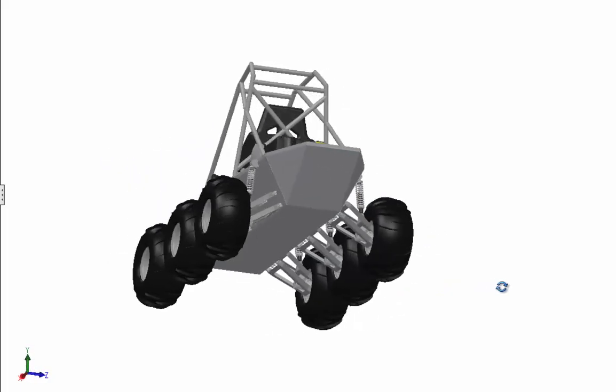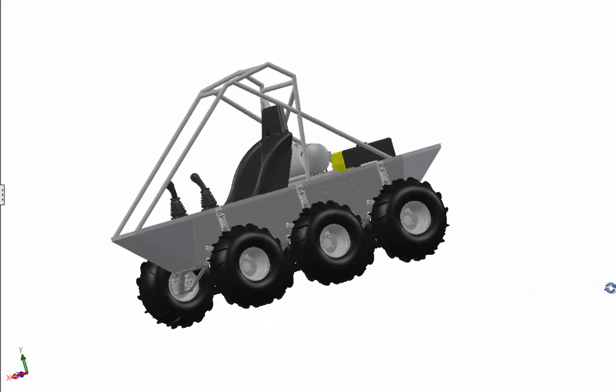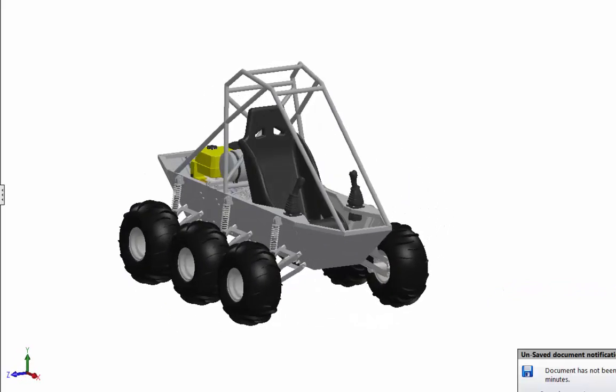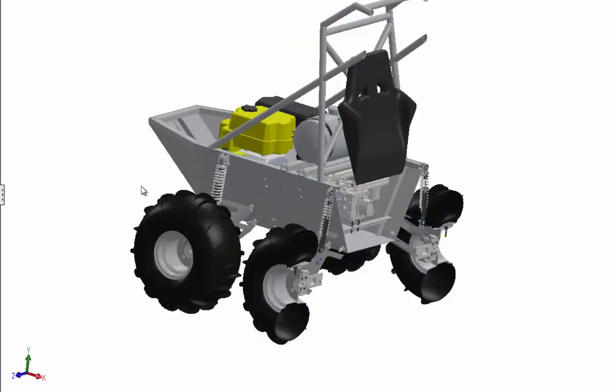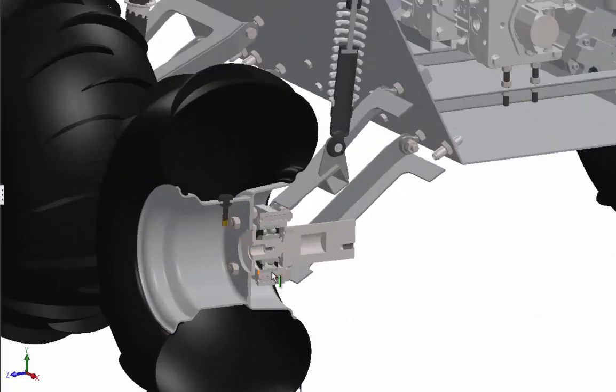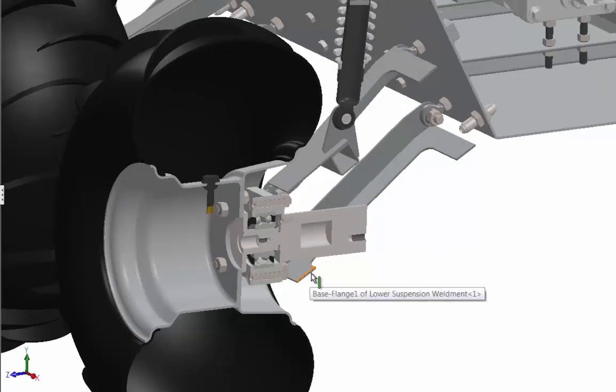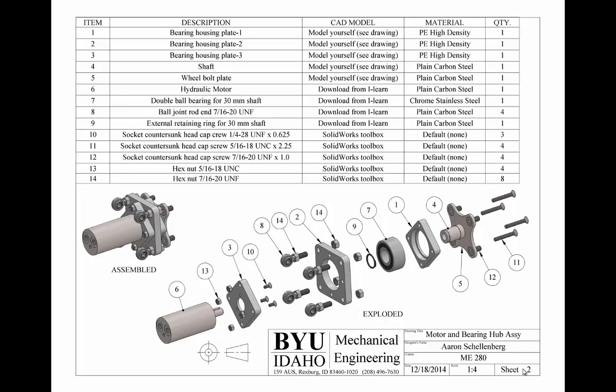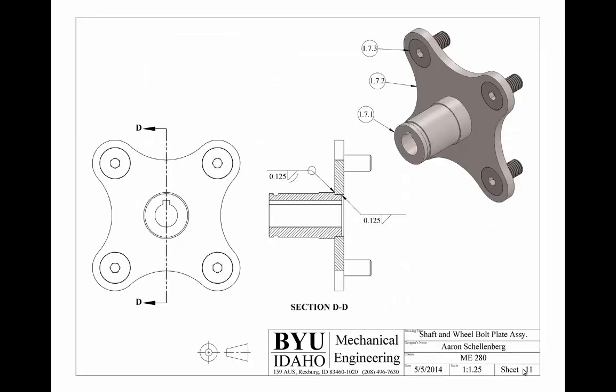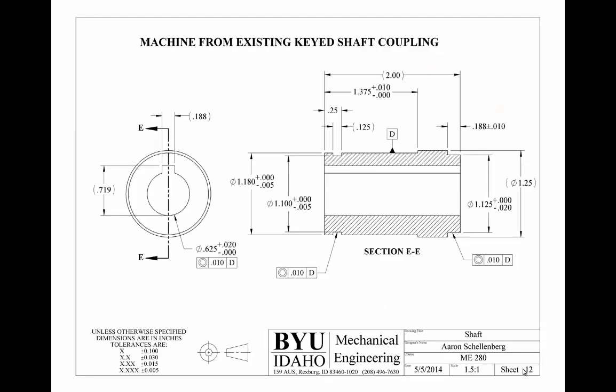SOLIDWORKS enabled us to design all of the individual components and assemble them to be sure they would fit together and function properly. The suspension components you see here in this cross-section are good examples of how SOLIDWORKS helped us figure out even the smallest details. It even enabled us to create many drafting drawings like these, which we used when we were in the shop manufacturing all of the components.